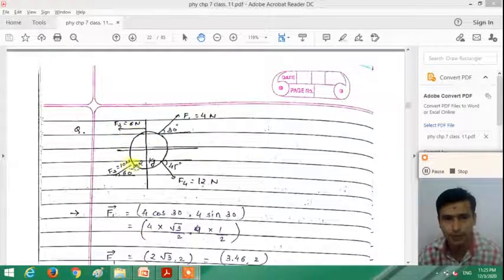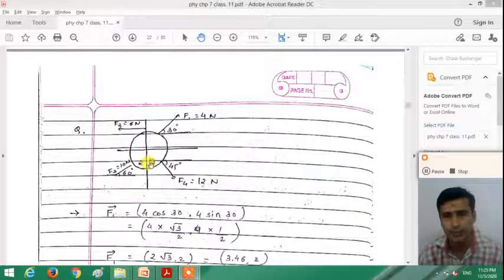A sphere of mass 2 kg with a uniform mass distribution is given to you. Different forces, F1 of 4 Newton at an angle of 30 degrees, F2 of 6 Newton, F3 of 10 Newton and F4 of 12 Newton, act on the solid sphere of mass 2 kg. Calculate the acceleration of the center of mass.